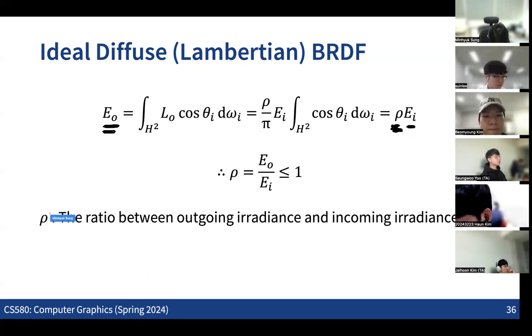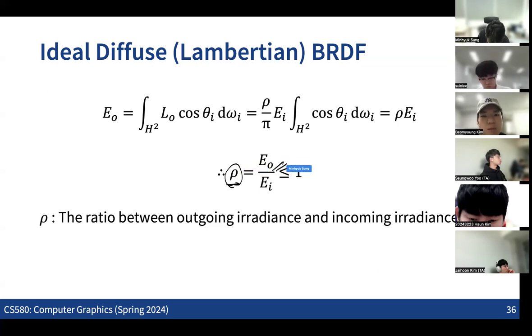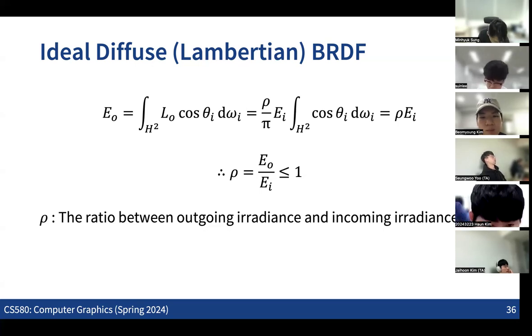So from the definition of how we define the BRDF, we can say that the rho term there is basically defining the ratio between the outgoing radiance and the incoming irradiance, which should be basically less than one to satisfy the energy conservation property. So this is basically the way that we can define the perfect specular reflection and also the perfect diffuse reflection, right?